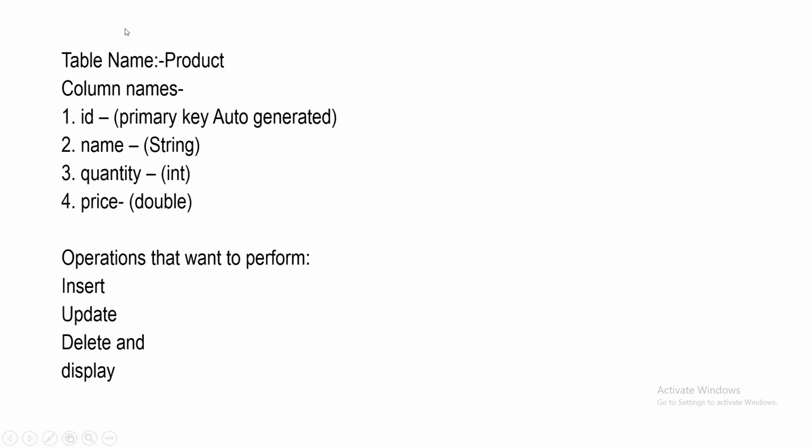Now we are going to create a table called product, and the columns are ID, which is the primary key and an auto-generated or auto-incremented value. The second column is name, which is a string. The third column is quantity, having a data type of integer. The fourth column is price, having a data type of double. The operations we are going to perform are insertion of data, updation of data, deletion of data, and display of data. So these are the four operations we are going to carry out.